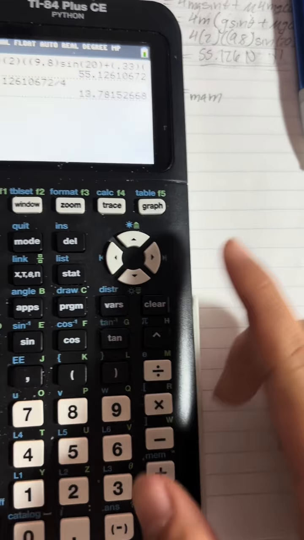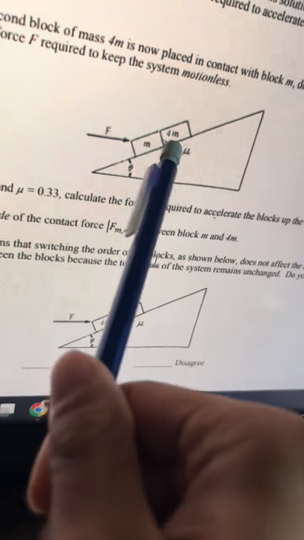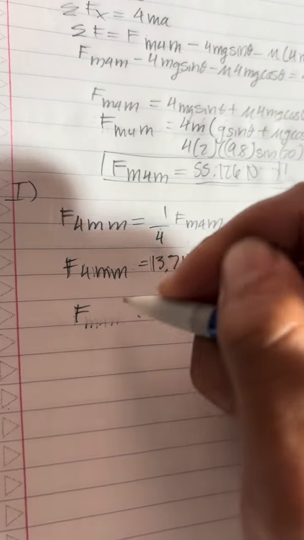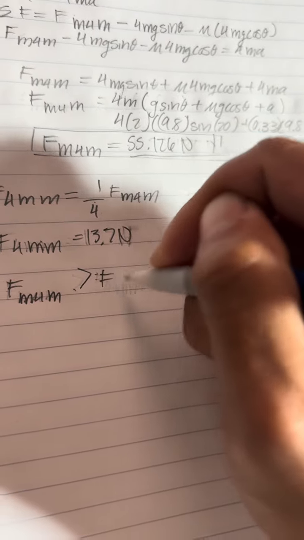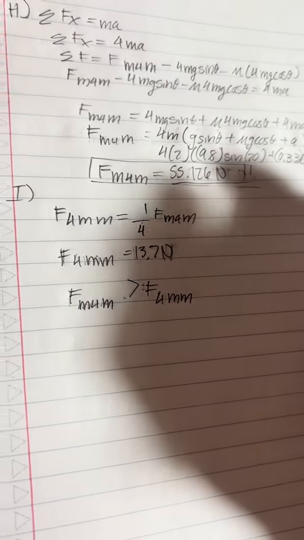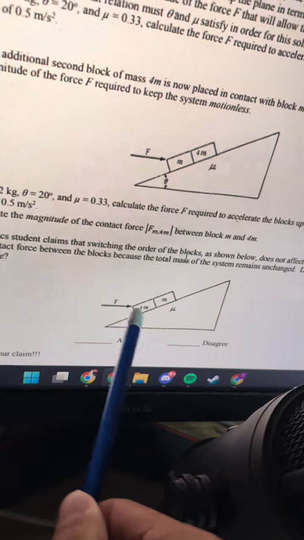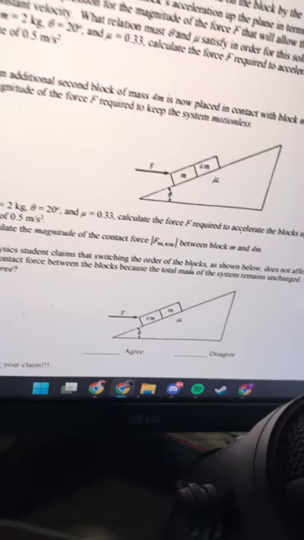So F of 4mm is equal to 13.7. You'll see that the force of Fm4m, which is the contact force of this block originally up here, is significantly greater than F of 4mm, which is the block of just 1m. So I can make a statement that F of m4m is greater than F of 4mm, which by this statement means that the kid is wrong, because if the blocks were swapped around, then the contact force would not remain the same. So I disagree with the kid.